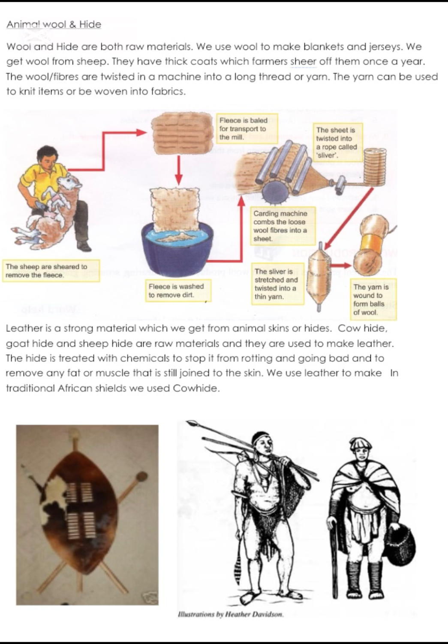Leather is a strong material which we get from animal skins or hides. Cow hide, goat hide, and sheep hide are raw materials and they are used to make leather. The hide is treated with chemicals to stop it from rotting and going bad and to remove any fat or muscles that are still joined to the skin. We use leather to make traditional African shields.